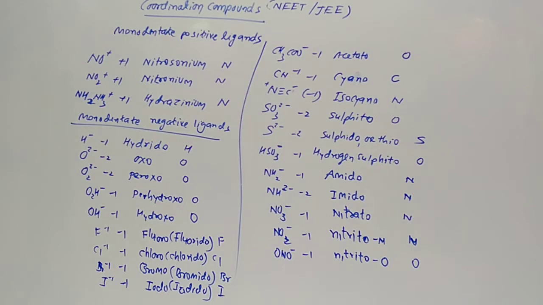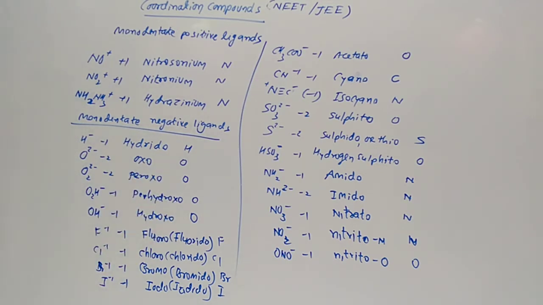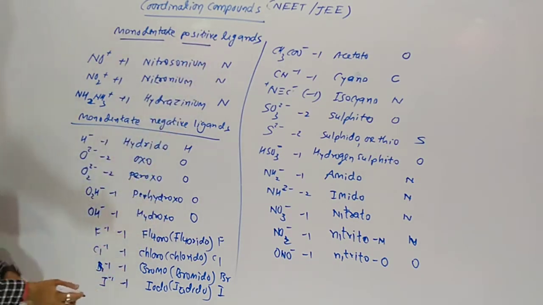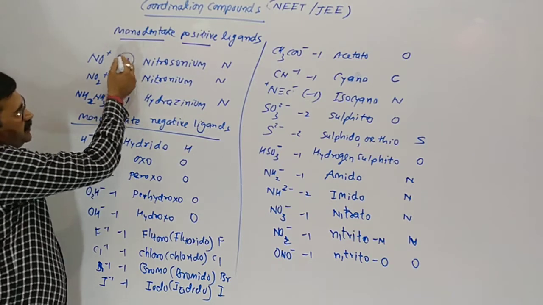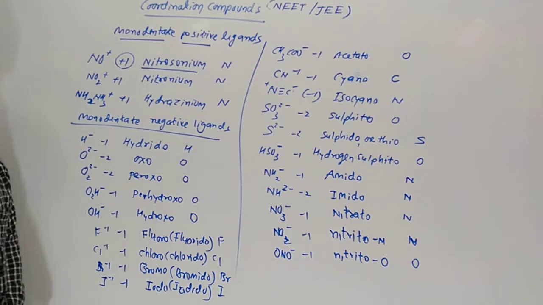Dear student, today we are in the second lecture of coordination compounds for NEET and JEE. In the last lecture we discussed some ligands. First we will discuss ligands, then geometry and isomerism. Here the positive monodentate ligand NO+, having charge +1, is called nitrosonium.